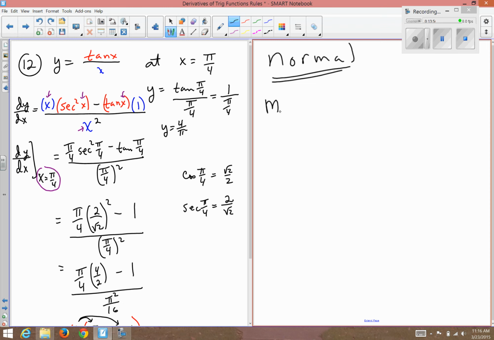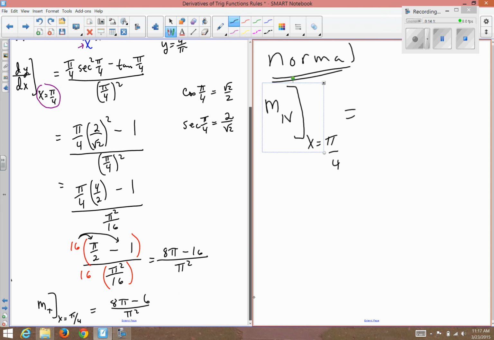The slope of the normal line at x equals pi over 4 is going to be the negative reciprocal of the slope of the tangent line. This number is the slope of the tangent line. The slope of the normal line, we make the reciprocal. So that's just pi squared over 8 pi minus 16. But we negate that by putting a negative there. That number is the slope of the normal line.